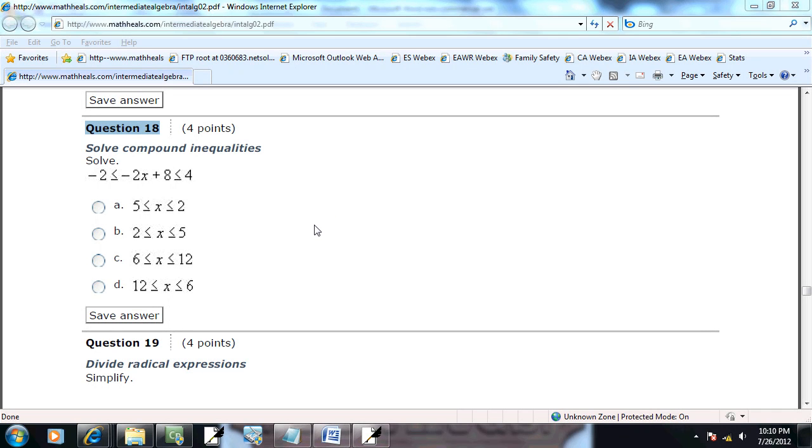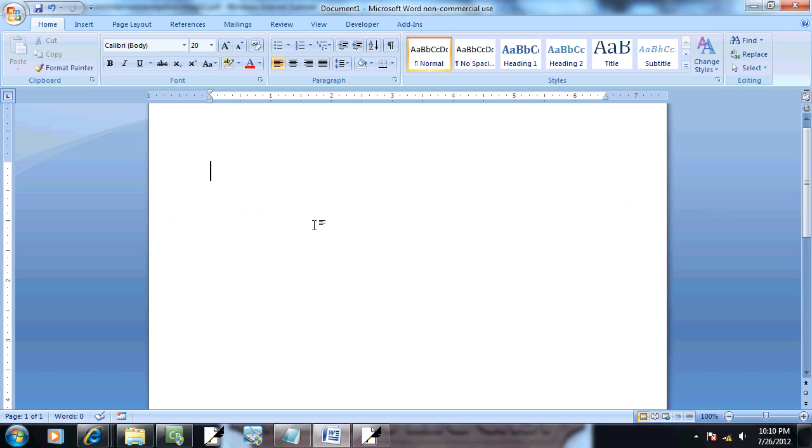Let's take a look at number 18. This is solving compound inequalities with three sides. Let's refresh our steps. Solving compound inequalities with three sides.